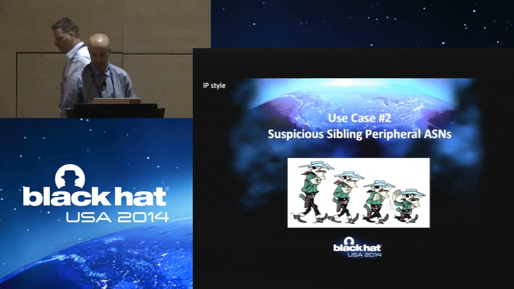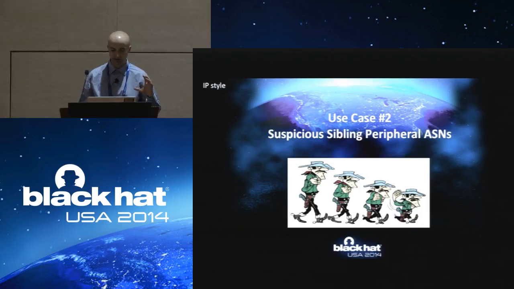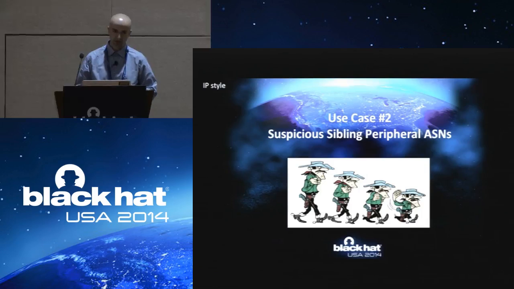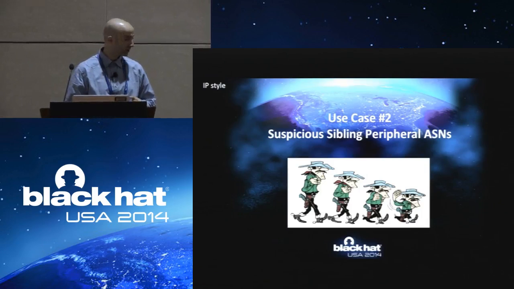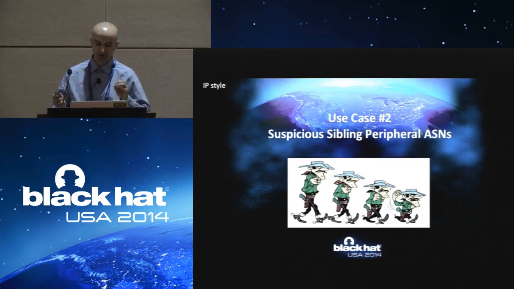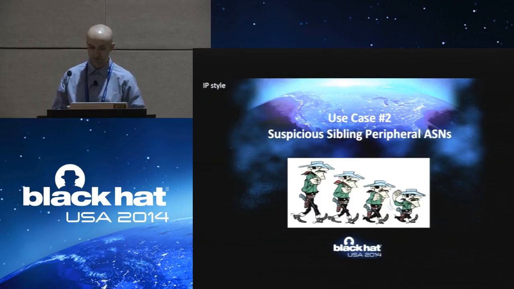All right, thanks guys. So this was a very interesting perspective of the internet from a data visualization and also a network engineering perspective. But now, how can we use that for catching maliciousness? For that, we introduced the concept of sibling peripheral ASNs, and we look for suspicious ones. We'll share with you a case we have.